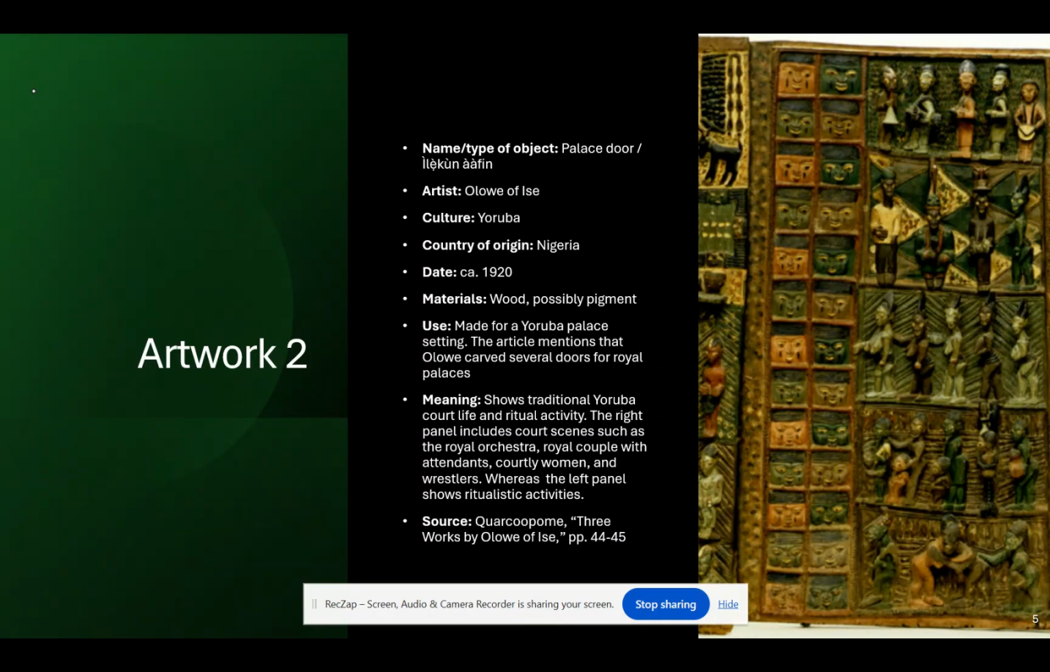The door is a glimpse into Yoruba palace life. The right panel shows court activities such as a royal orchestra, whereas the left panel shows ritual activities. The door is not just an entrance but a carved visual record of palace performance, ritual, hierarchy, entertainment, and social order. The artist shows that art is not limited to canvas or sculpture, but can also be embedded into the very fabric of royal architecture.